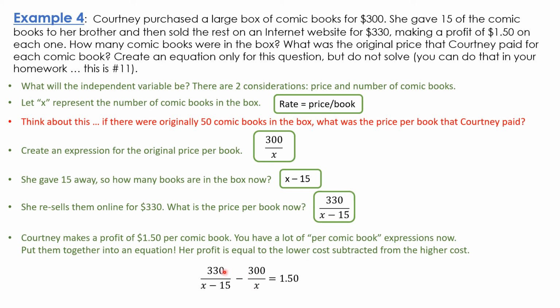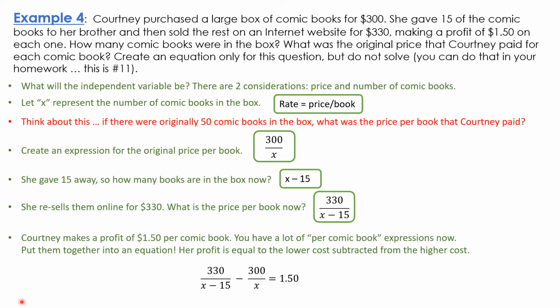So this is what she resells for, and she's making a profit. So whatever she's reselling for has got to be worth more. This is what she's reselling for. This is what she paid originally, and she's ending up with $1.50. That number there is a constant, right? Because that's per book. That's per one. You can put per one if you want to, but that's for one book, $1.50 for one book.